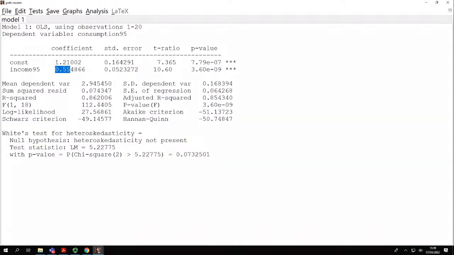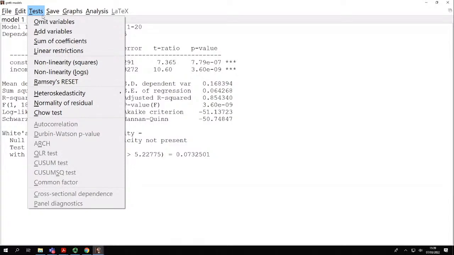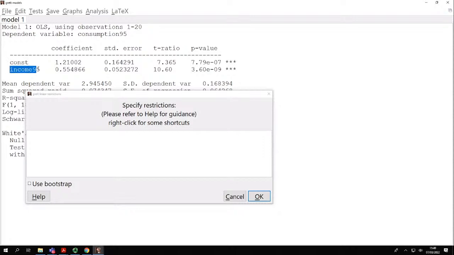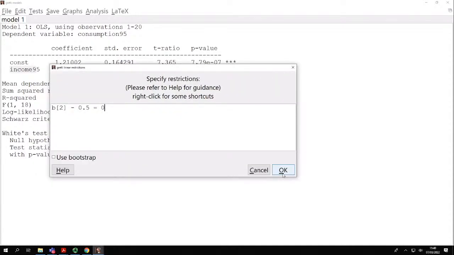We have two ways to go now to test that this coefficient in the population is 0.5. One is the rule based on the value of the test statistic, and the other is the rule based on the p-value. Gretel gives us the p-value-based approach, and a very simple way to go, which is test. We will then have to rationalize these things. I want to test a linear restriction. For Gretel, the first coefficient is beta 1, the second one is B2, so I want to test that B2 in the population is equal to 0.5. I use this notation, but if I put 0.5 on the right-hand side, it should work as well. Then I click OK, and I get this.